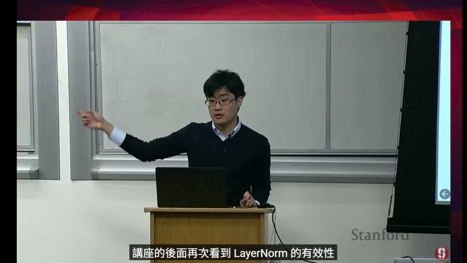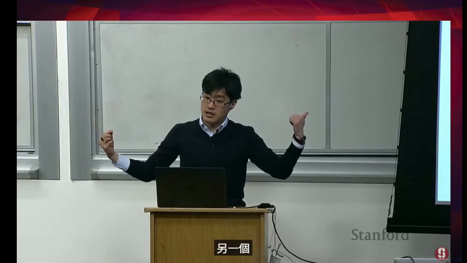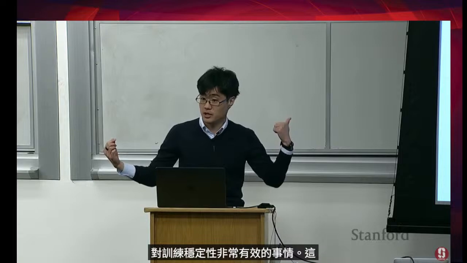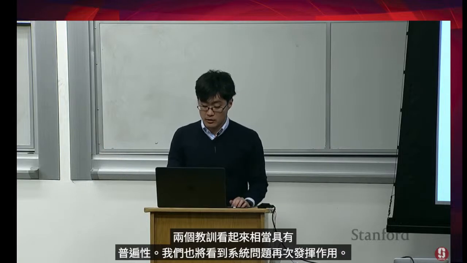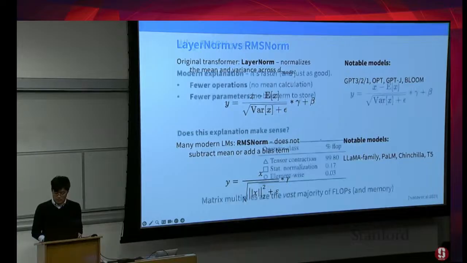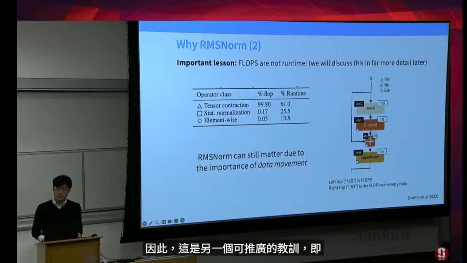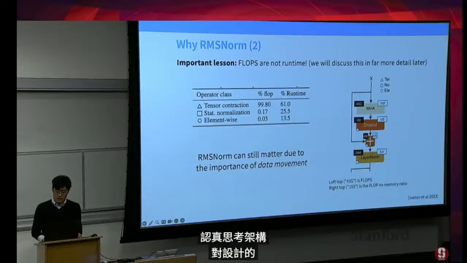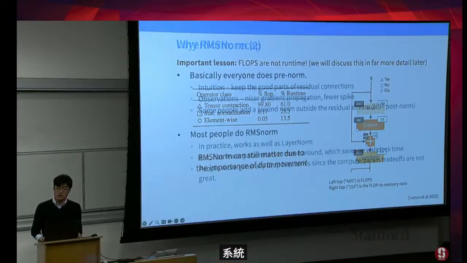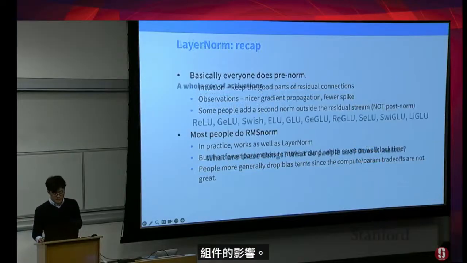The effectiveness of layer norm, we'll see once again later on in this lecture, has been very effective. And so not letting your activations drift in scale is another thing that I think generally has been very effective for training stability. Those two seem like fairly generalizable lessons. We will also see the systems concerns come into play again. So this is another generalizable lesson of thinking really carefully about the impact of your architecture on the systems components of your design.